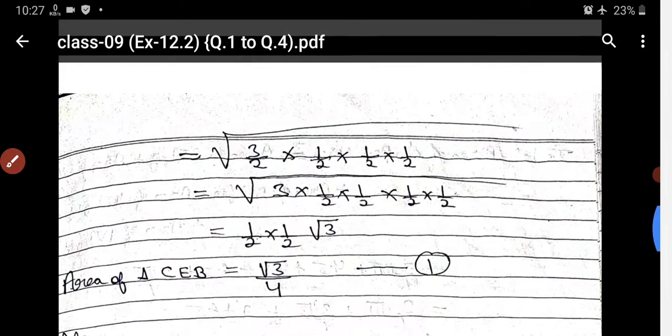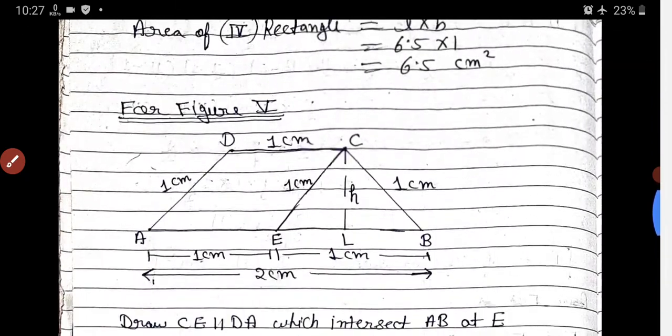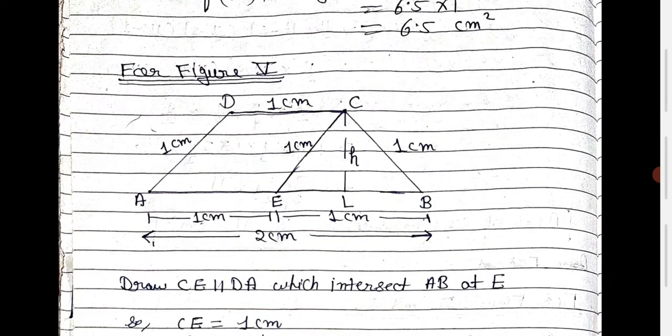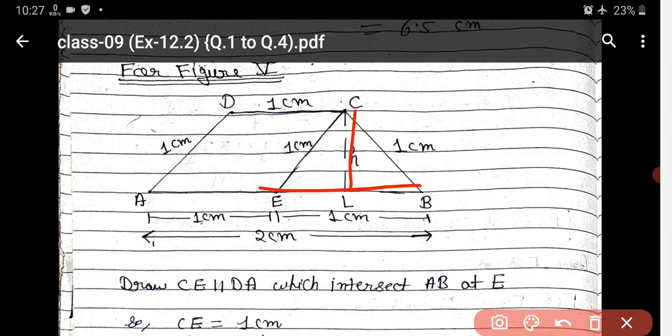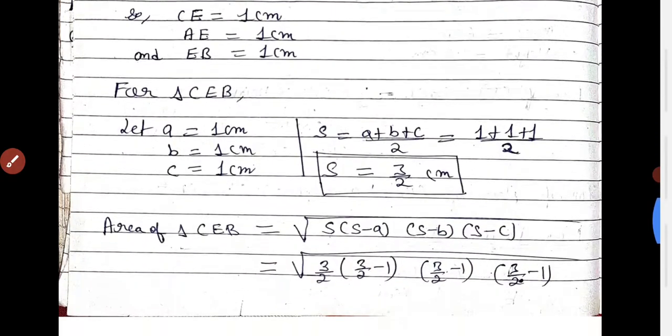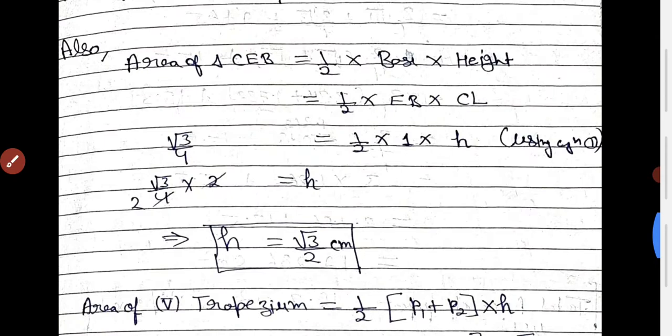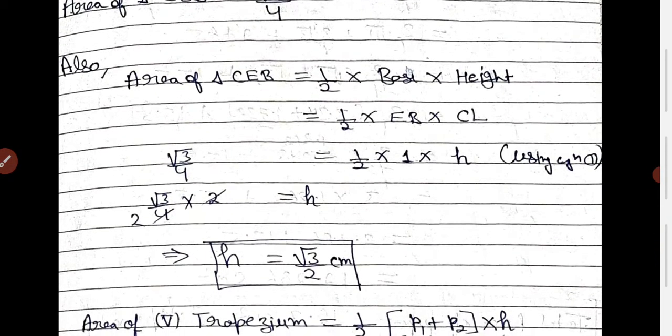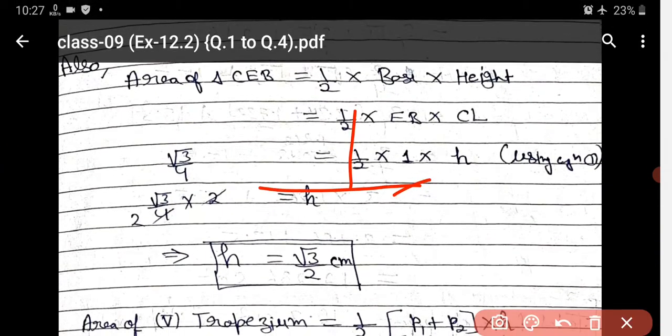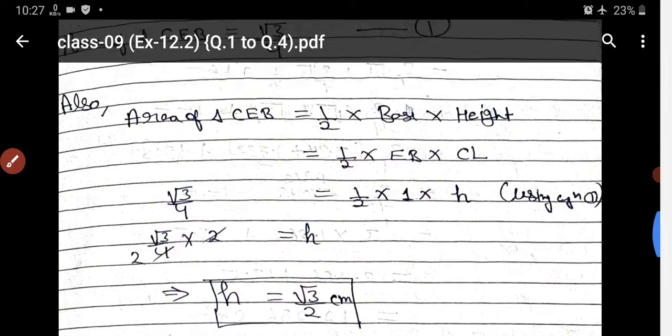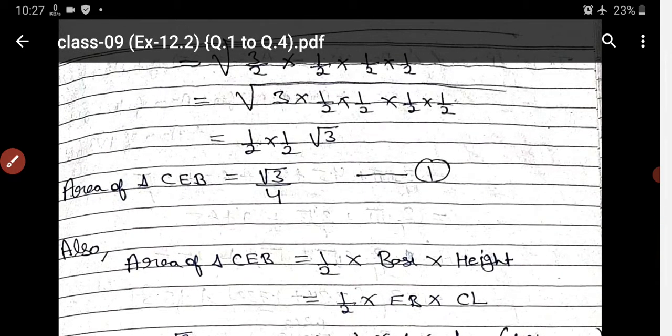Okay. What I am writing here, from the figure, just see here. What is the base? Base is 1 and height is h. Now, the area of the triangle you already found out. So just write here half into base into height, then base 1 and height h. And what is the area of the triangle already found out? You already found out under root 3 by 4. Just look at equation number 1. Area of the triangle CEB is equal to under root 3 by 4.